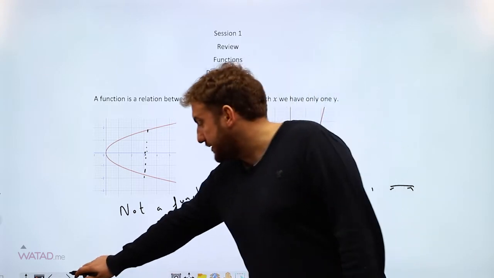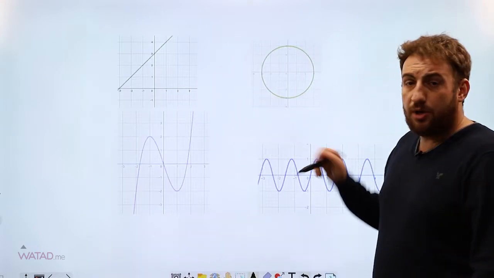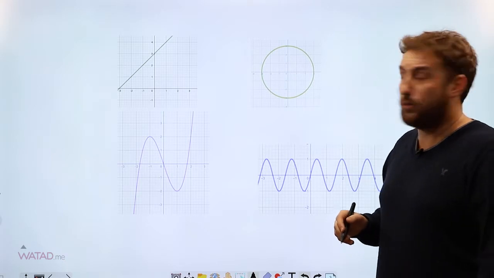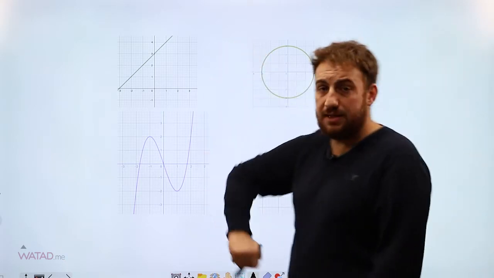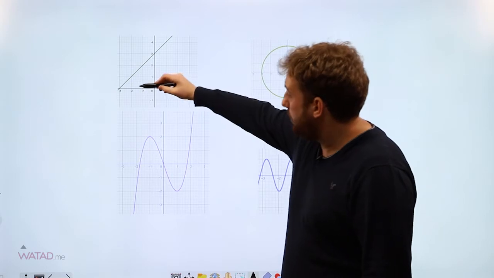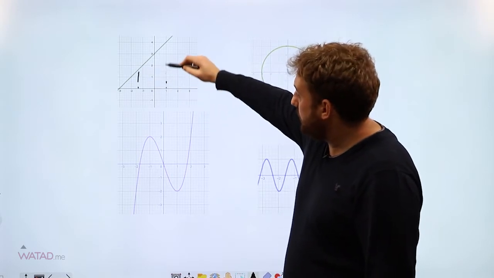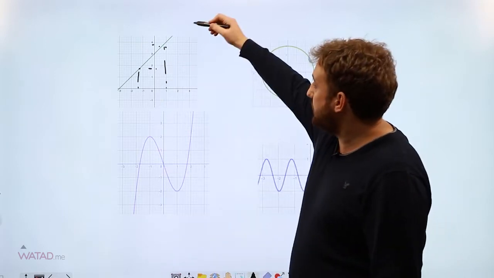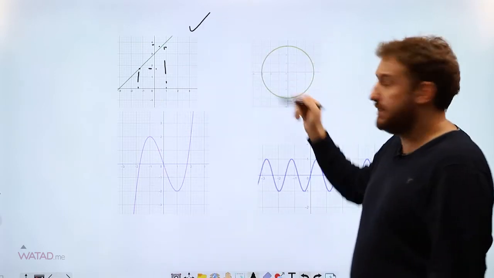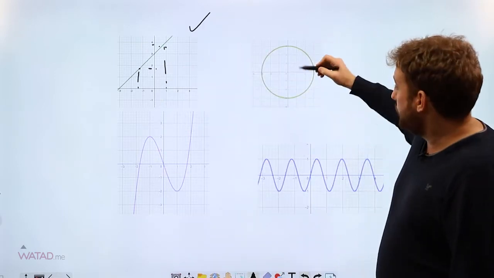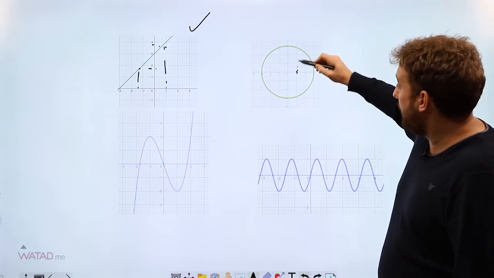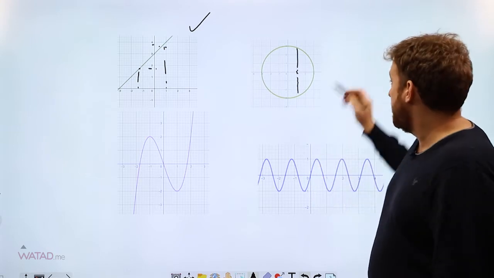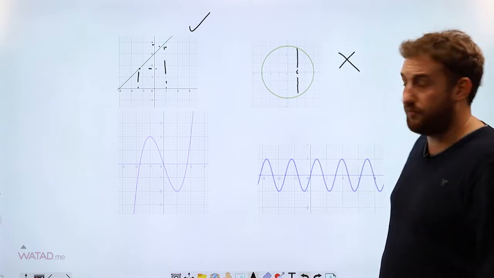Let's continue with the second slide. Here I have a bunch of examples. Let's think which of those are functions and which are not. Here you see that for each x you have one y. Let me give you some examples. For this x you have only this y. For this x you have only this one. So this is a function. However, here for the circle, you see that for this x you have 2 y's. Because for this x you have 2 different y's, so this is not a function.